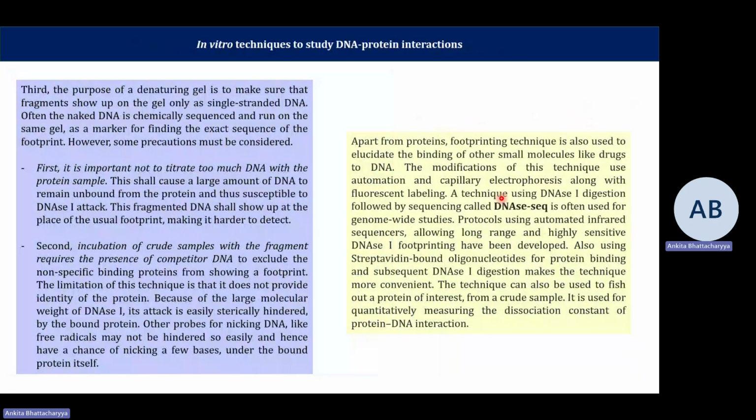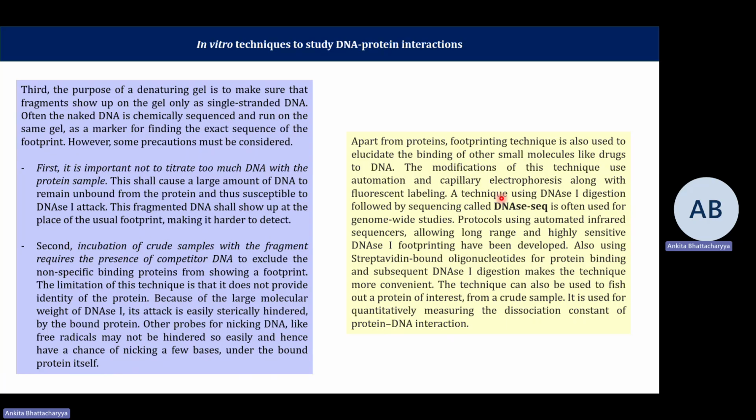Third, the purpose of a denaturing gel is to make sure that only single-stranded DNA is what you actually eventually see. Often it is chemically sequenced and run on the same gel as a marker to find the exact sequence of the footprint. However, some precautions need to be considered.